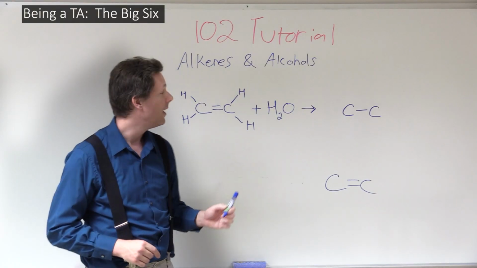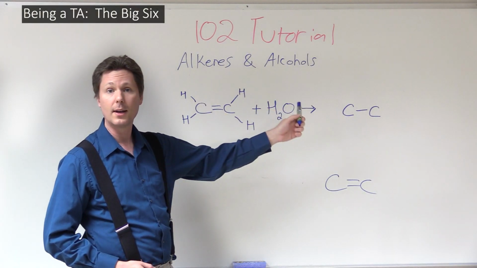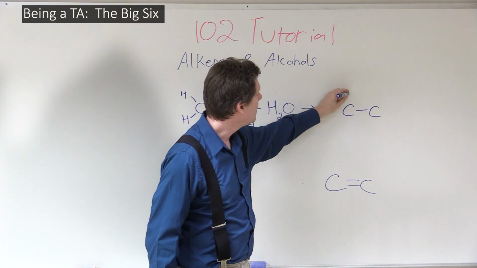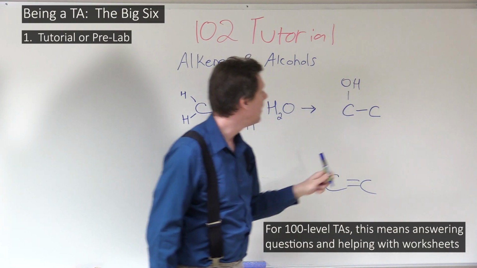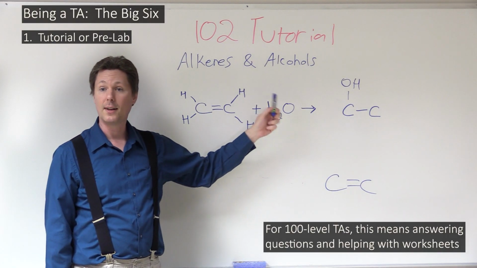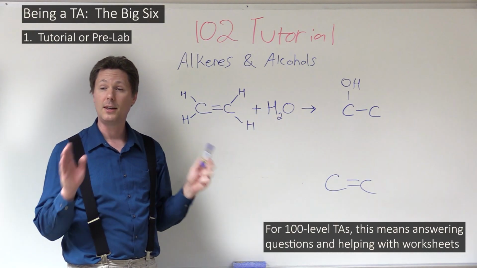Now let's go over what you'll be doing as a TA. The bulk of your job will consist of 6 things. First, if you're a 100 level TA, you'll be helping your students out during their tutorial sessions. This will mostly involve answering questions they have on the lecture material.